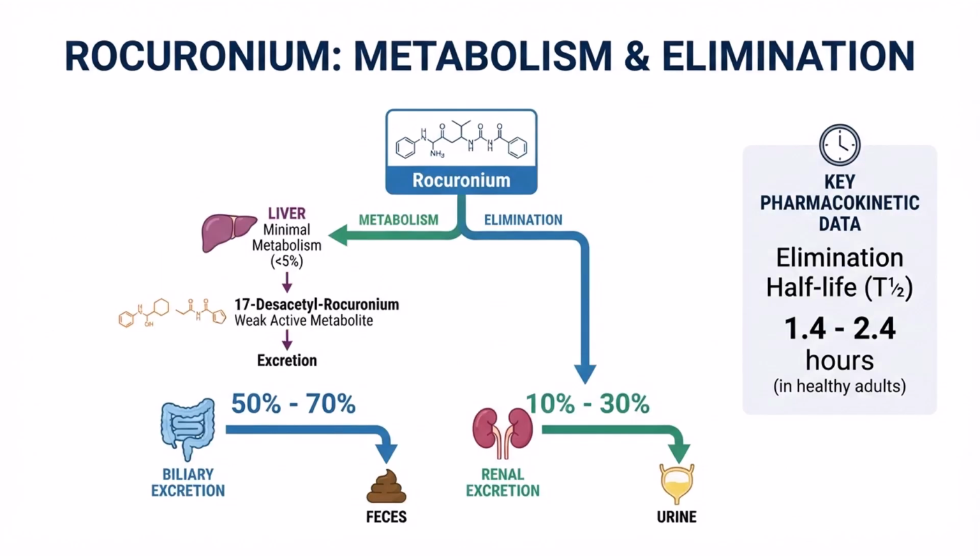Rocuronium undergoes minimal hepatic metabolism of less than 5% to form its weak active metabolite, 17-desacetyl rocuronium. Instead, the drug is primarily eliminated unchanged from the body, with 50% to 70% excreted via the bile into feces and 10% to 30% cleared through the kidneys into urine. Because it relies heavily on these pathways for clearance, the drug maintains a standard elimination half-life of 1.4 to 2.4 hours in healthy adults.